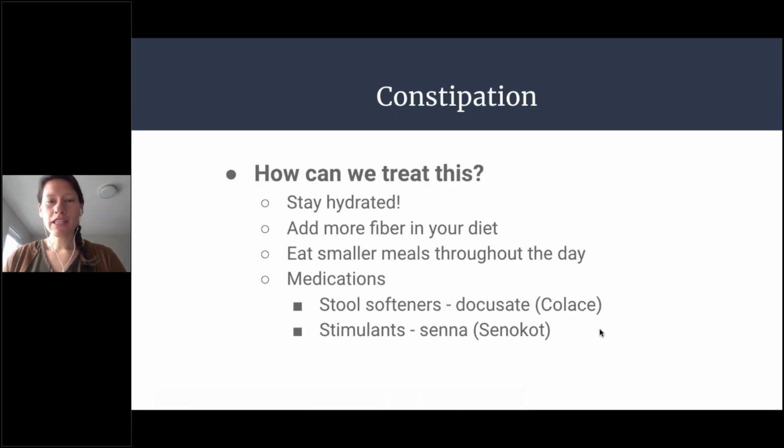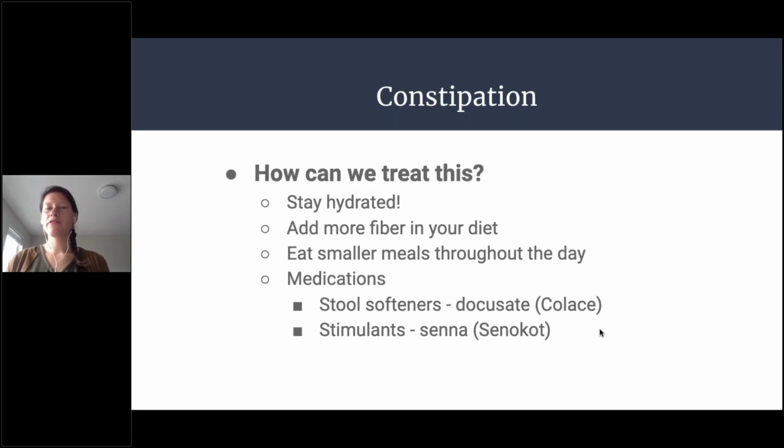So the number 1 way that we treat this is just by encouraging patients to stay hydrated. So if you can be drinking all the time, having a water bottle by you, that's sometimes a good reminder. Drinking throughout the day up until a few hours before bedtime, that is great. Another way is to add more fiber in your diet, or to eat smaller meals throughout the day rather than really big meals that can kind of get stuck in the stomach, because there can also be delayed gastric emptying, meaning food just kind of gets stuck in the stomach and takes a slow time to go through.